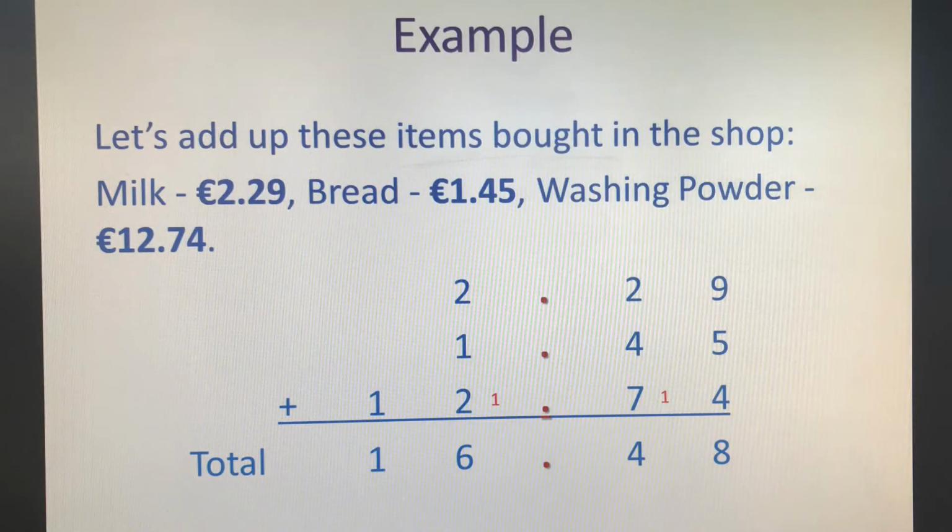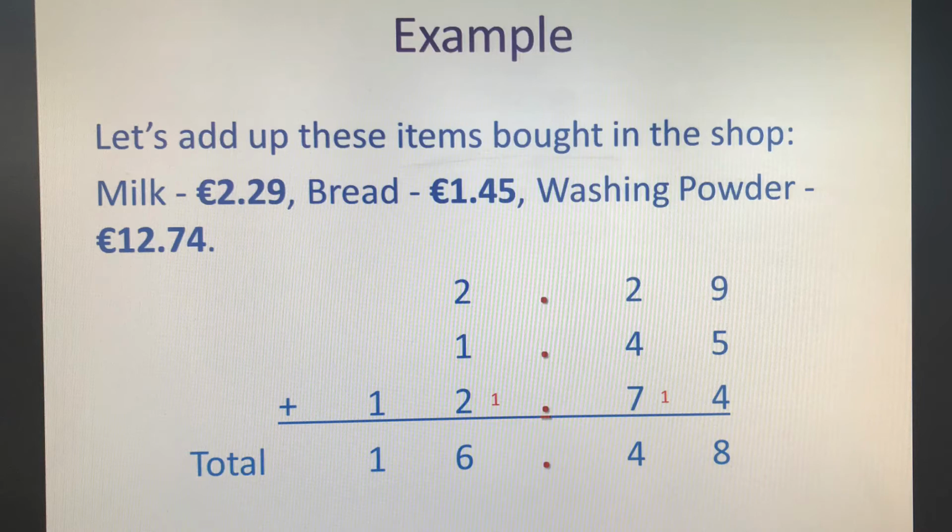So let's do an example of where we'll come across decimal places or decimal points. So 3 items that I might buy in a shop: milk at €2.29, bread at €1.45, and washing powder at €12.74. So line them up, make sure your decimal places are lined up. So you have 2.29, 1.45 and 12.74 with your decimal points all on top of each other.